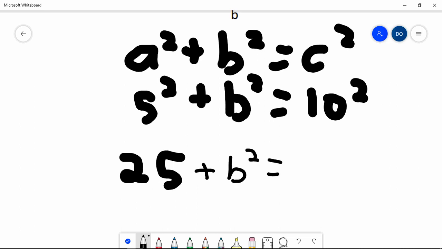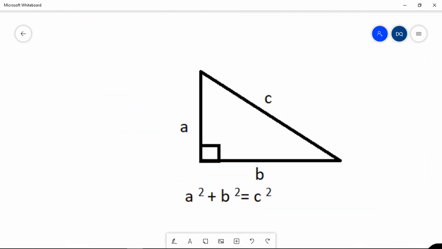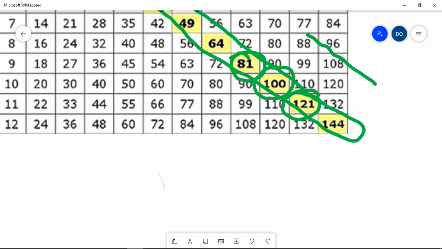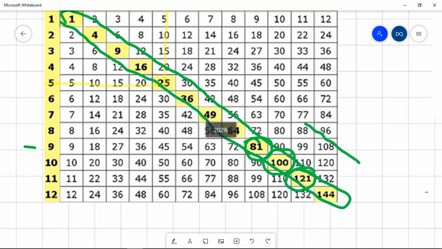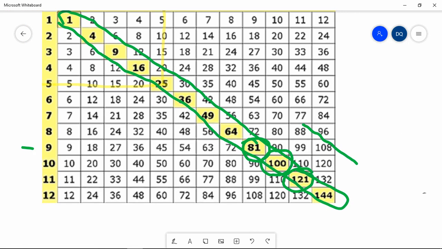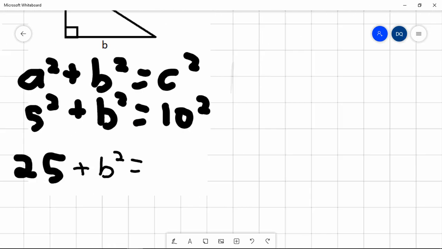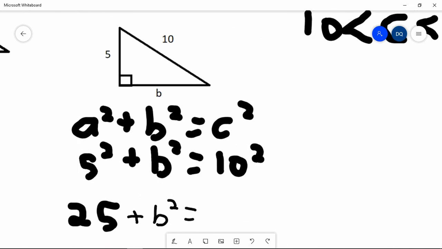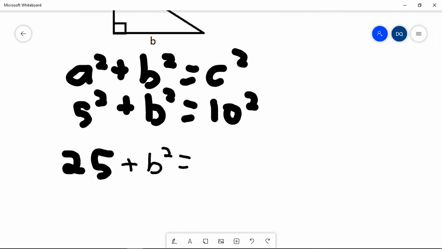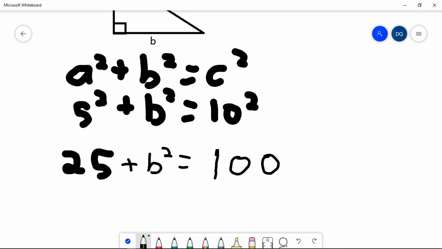You know what 10 squared is? You probably know, but I'll go over to the times table to help you figure it out here. 10 squared. So what's 10 times 10? Can you see it? 10 times 10 is 100. So 25 plus b squared is equal to 100. Okay, starting to look very tricky.